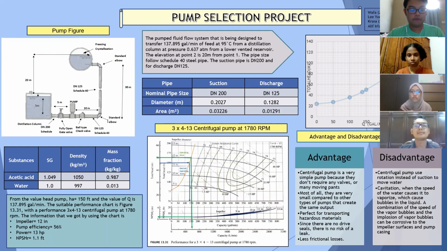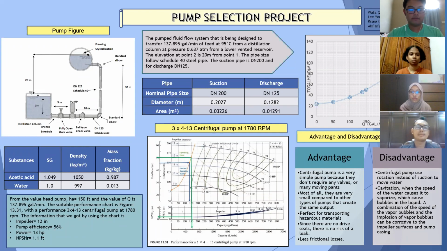Now, without further ado, I would like to explain the question to the audience. We have a distillation column located 20 meters below a freezing crystallization unit, and we need to move the fluid, which comprises acetic acid and water, from the distillation column to the freezing crystallization unit. Along the pathway, there will be a fully open gate valve, a pump, and a ball type check valve, and there are two 90-degree standard elbows that will contribute to the minor losses of the system.